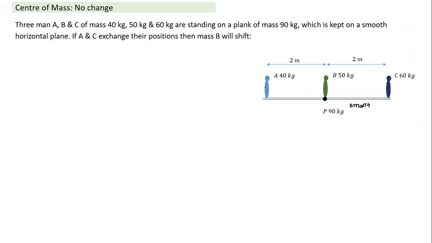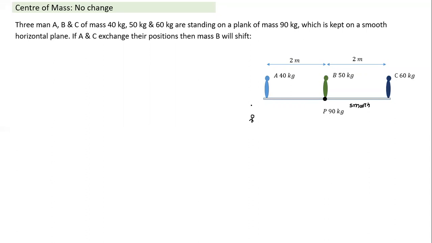And what happens on this: A moves to C's position and C moves to A's position. If they interchange their positions, what would an observer standing on the ground find? How much distance will B move, to an observer standing on the ground? So with respect to the ground, will the position of B and the plank shift? That's what we need to find here.